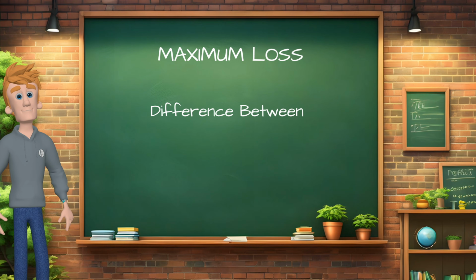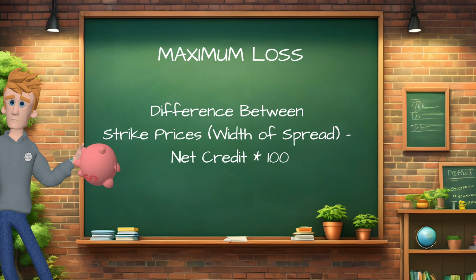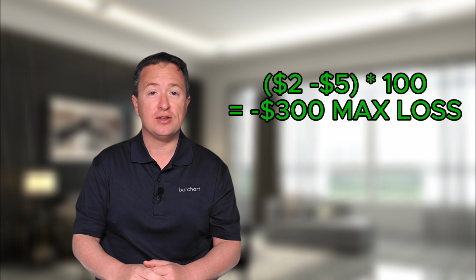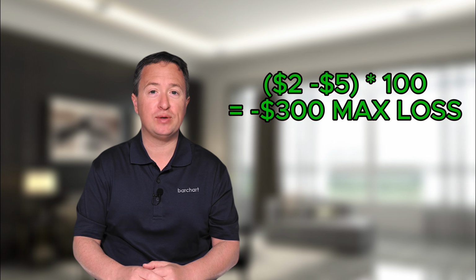Meanwhile, the maximum loss is the difference between the strike prices, also called the width of the spread, and the credit received. Then you multiply that by 100 for every credit spread that you sold. In both examples, the difference between the strike prices is $5. So then you just subtract the $2, multiply that by 100, and that gives you a $3 maximum loss.